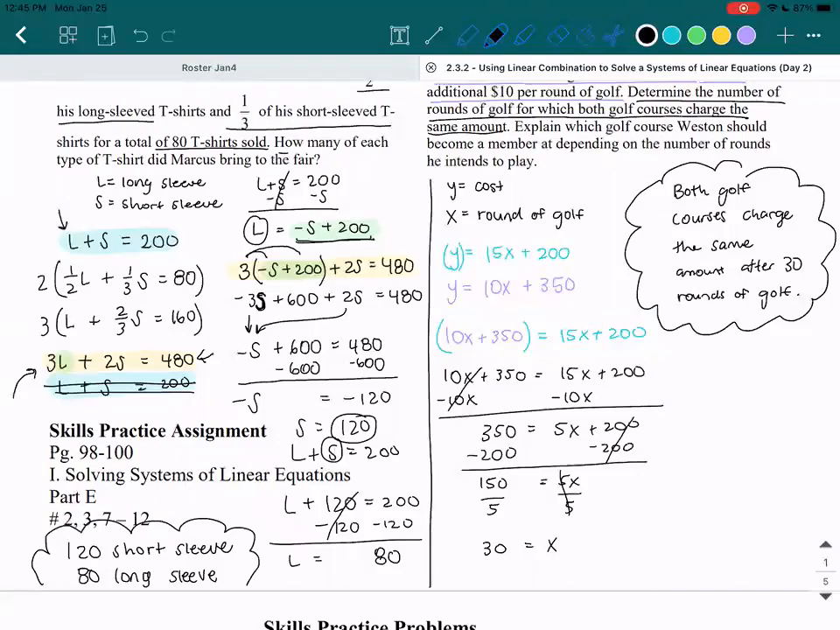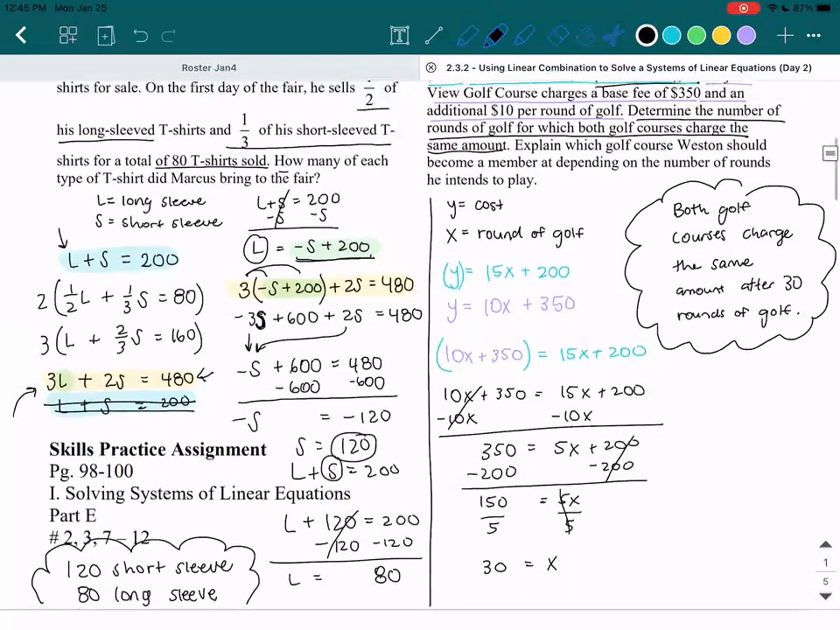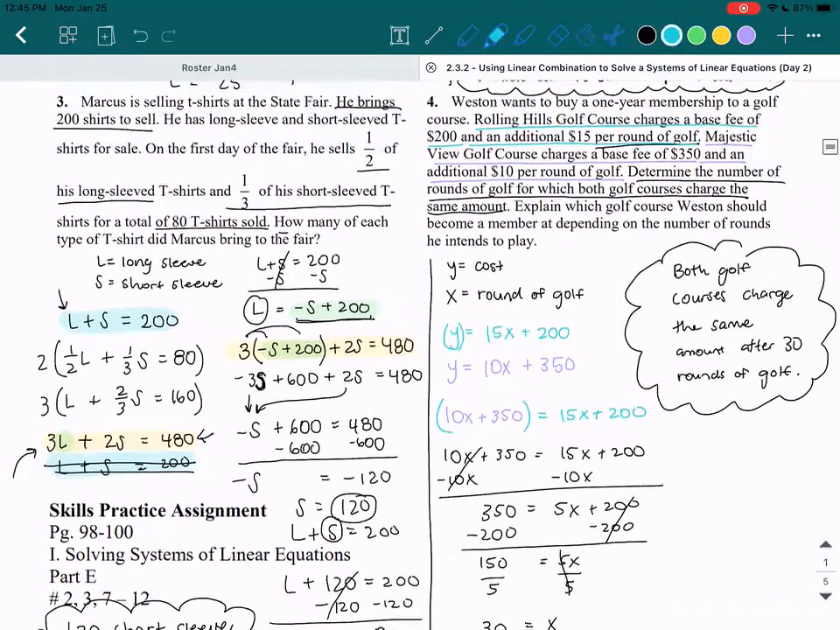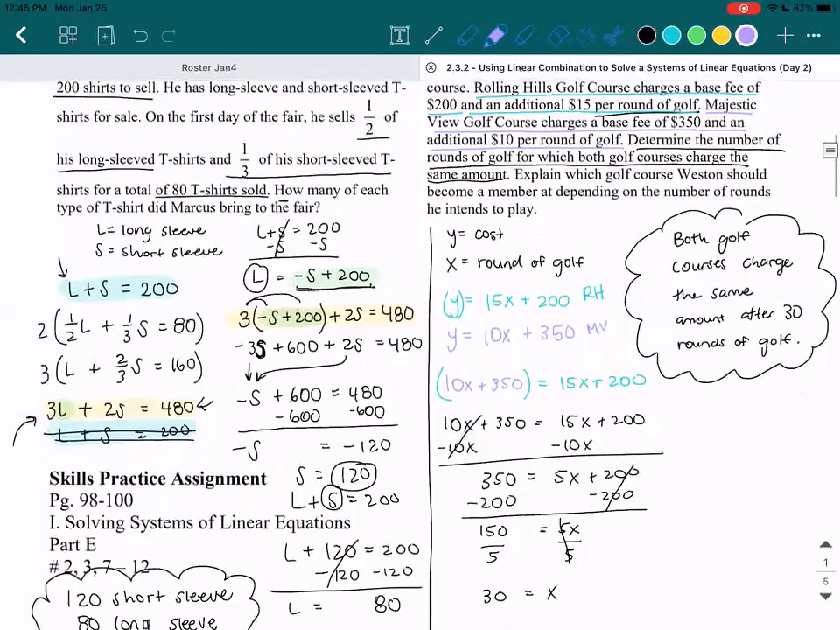Okay, so from here, we need to answer the second question as well. Explain which golf course Weston should become a member at depending on the number of rounds he intends to play. So remember, at exactly 30 rounds, he will pay the same amount. And then let's say he plays 31 rounds, okay? So we're going to take a look at what happens after that. So for Rolling Hills, I'm just going to call it RH. And then the other one's called Majestic View, so I'm going to call that MV, just so I remember what color represents what name, because they have weird names and I can't remember that.